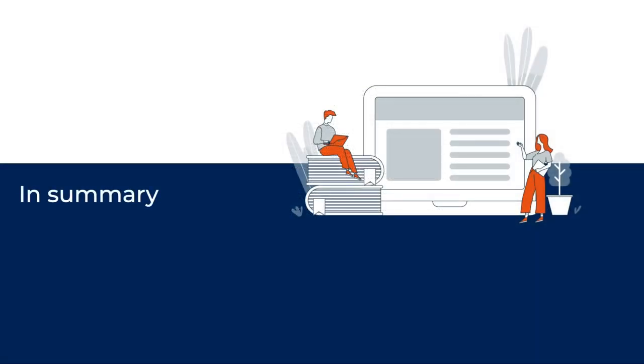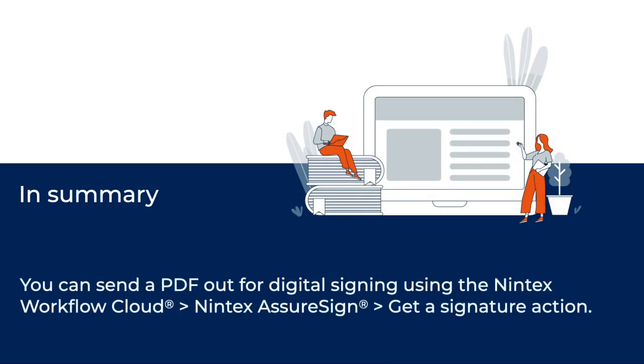In summary, you can send a PDF out for digital signing using the Nintex Workflow Cloud, Nintex AssureSign, Get a Signature action. In this video, you created a job applicant personal information form, which started a workflow that gets a PDF file from Microsoft OneDrive and then sends that file to the job applicant to be signed using Nintex AssureSign.